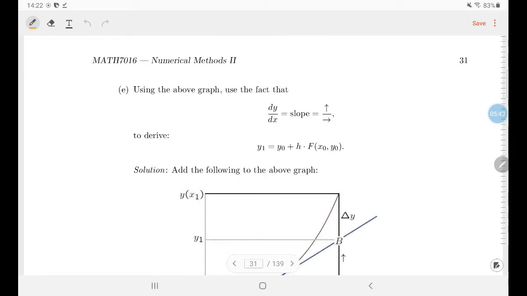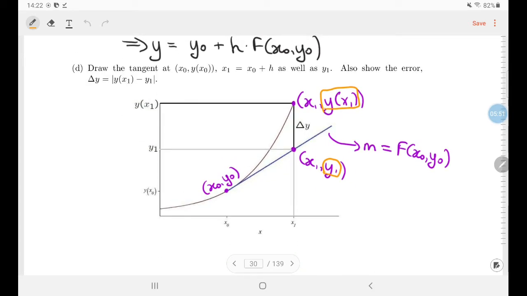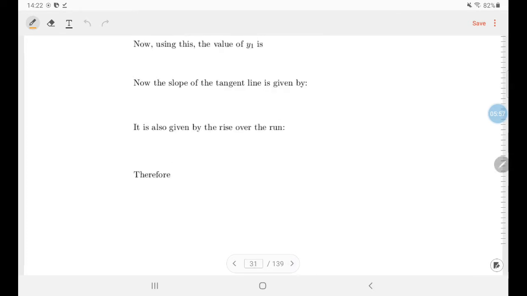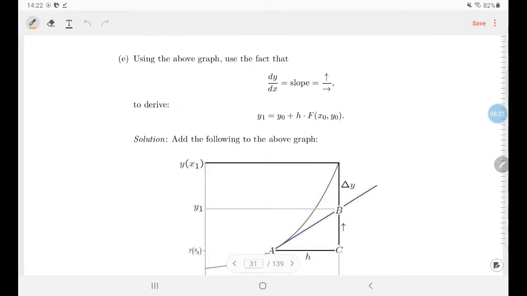What do we got here? Using the above graph. Now, where is the above graph? Did we answer this question? Draw the tangent here as well as this. So presumably, I'm not sure what's supposed to go in there, but maybe you needed your own above graph.